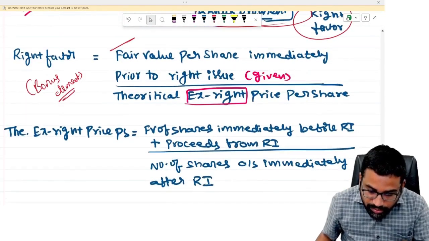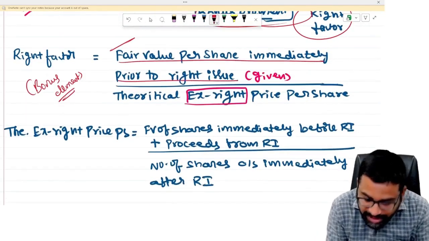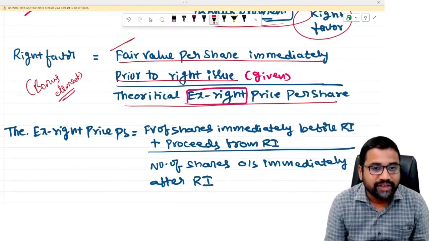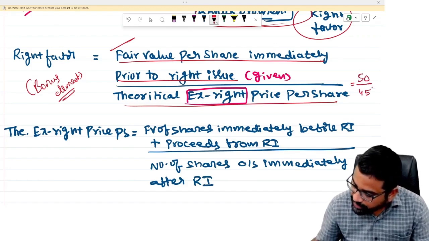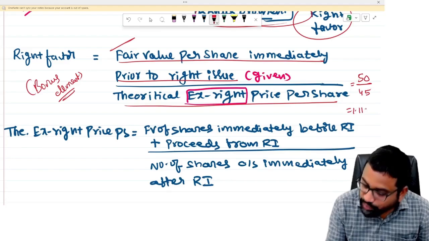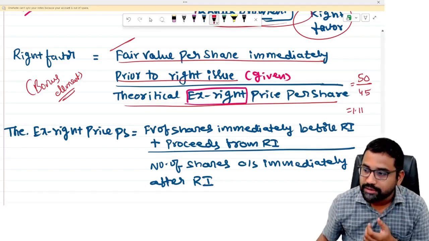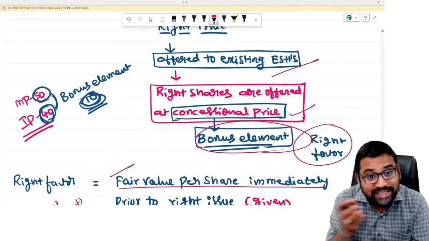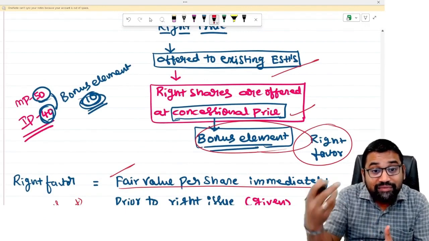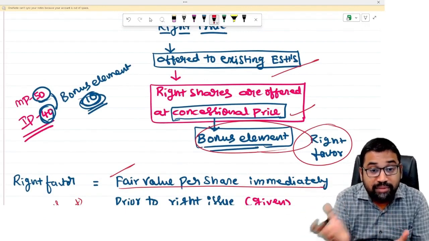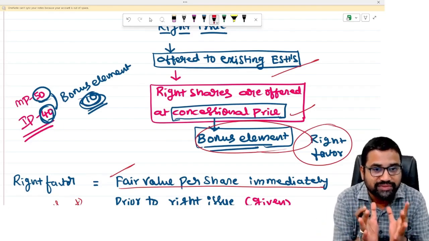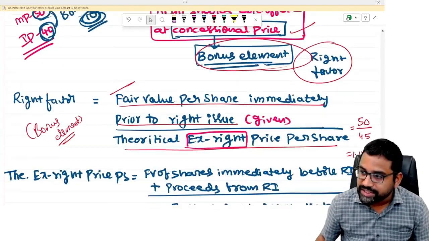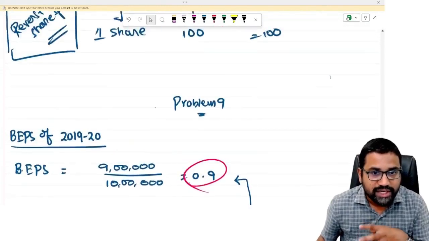Now, if the fair value per share immediately prior to right issue is given, you need to find out the theoretical ex-right fair value per share. Suppose, for example, this is 50 and this is 45. So 50 divided by 45 is 1.11. This 1.11 is the right factor, nothing but the bonus element. In right shares there is a bonus element, so it is there from the beginning of the last year. That means the number of shares outstanding in the last year, we need to multiply with this bonus factor. Then including bonus shares, the number of shares will come, and accordingly the last year EPS will be restated. Sir, first of all, are you understanding what we are discussing?